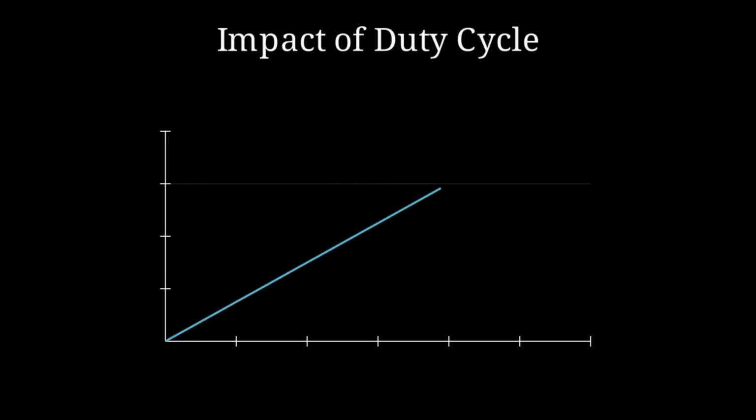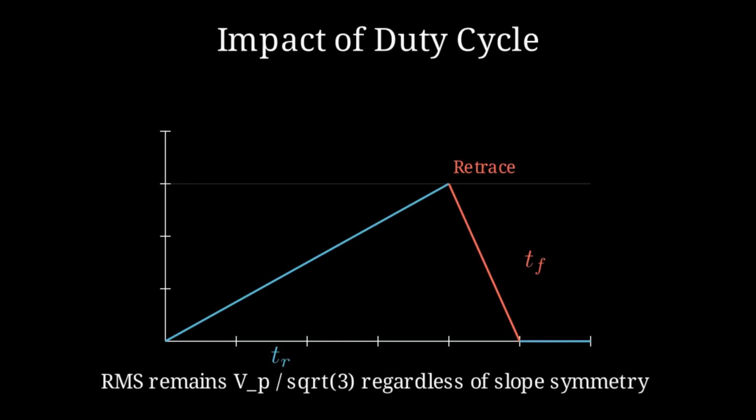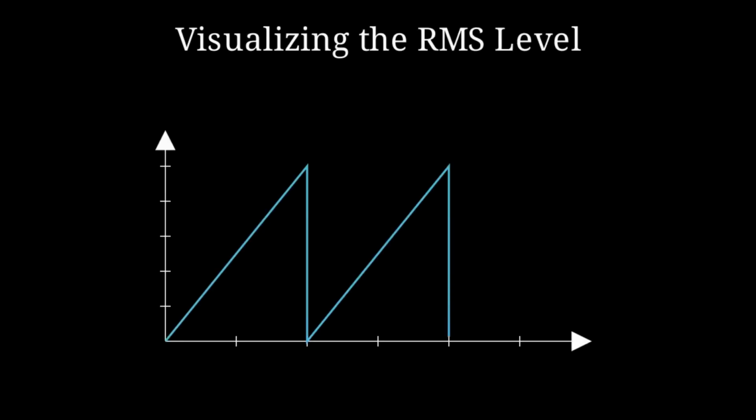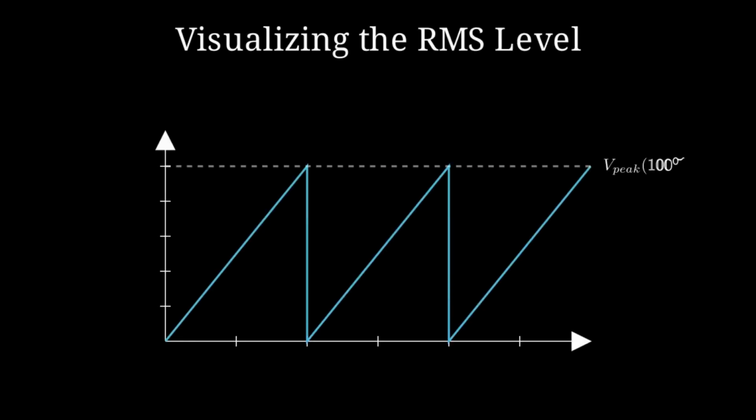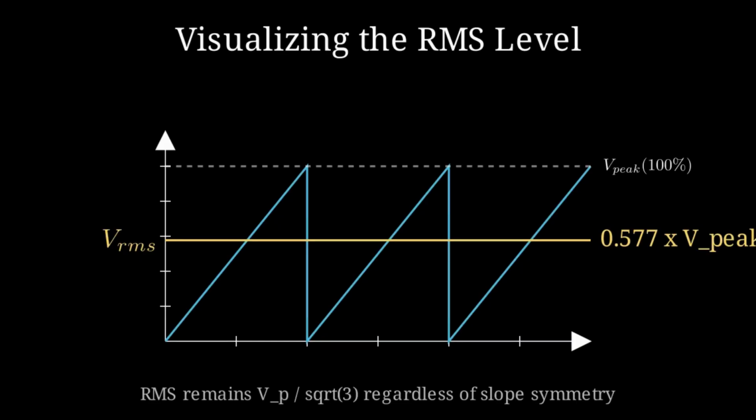Interestingly, as long as the waveform consists of linear ramps that return to 0, the symmetry of the rise and fall does not change the RMS value. Whether it is a ramp or a triangle, the factor of 1 over root 3 remains constant. Visually, you can remember that the RMS value of a sawtooth sits at approximately 57.7% of its peak. This is lower than the 70.7% level found in sine waves, reflecting the thinner shape of the sawtooth's profile.